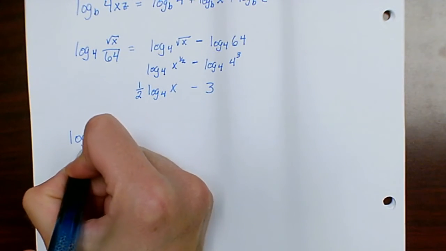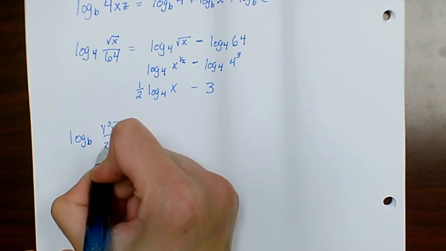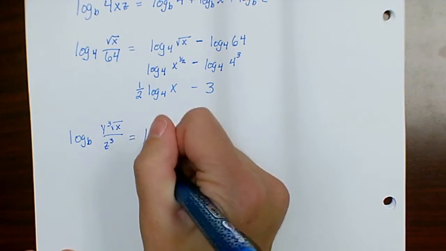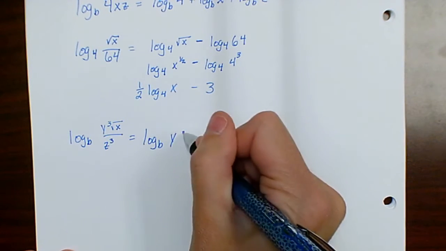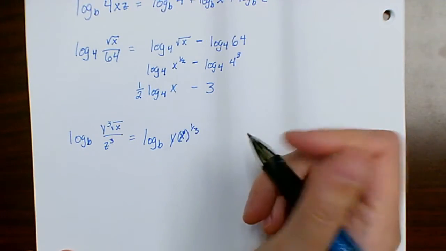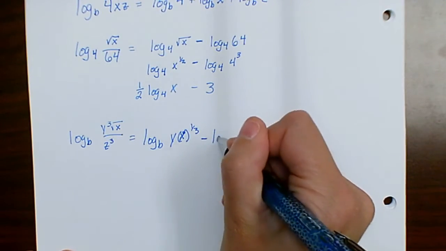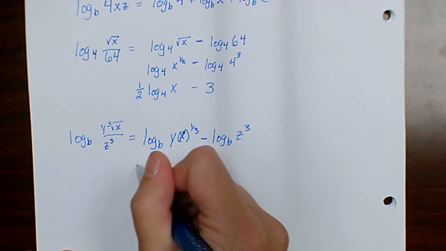So log base b, y to the 3rd, square root x over z to the 3rd. So this will be log base b, y, and instead of cube root, I'm going to go x to the 1/3 power, because I'm going to convert that anyway, minus log base b, z to the 3rd. Now I'm going to break these two up.